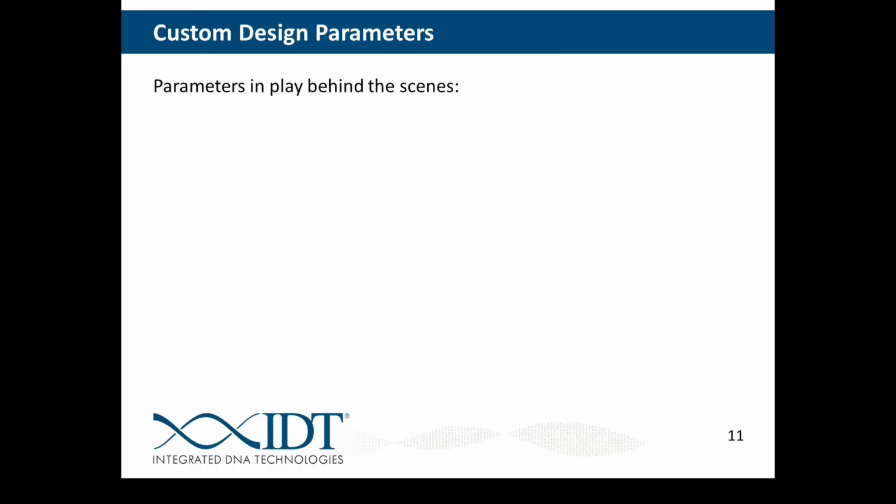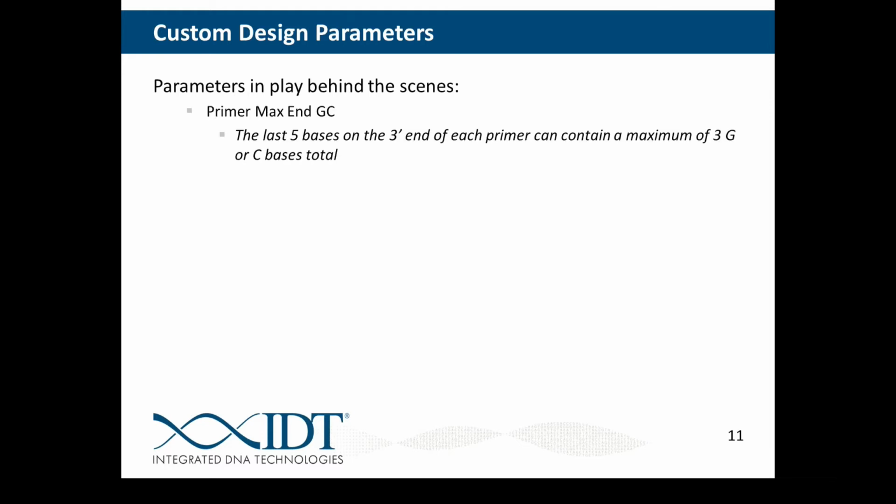So in addition to the parameters that we have available for adjustment, there are many more parameters utilized to provide the best primer design possible. And I wanted to talk about some of the more important ones that are in play behind the scenes. So first we have a parameter called Primer Max NGC. Essentially it means that the last 5 bases on the 3' end of each primer can contain a maximum of 3 G or C bases total. Essentially, this parameter ensures the primer will strongly bind on the 3' end without causing too much secondary structure.